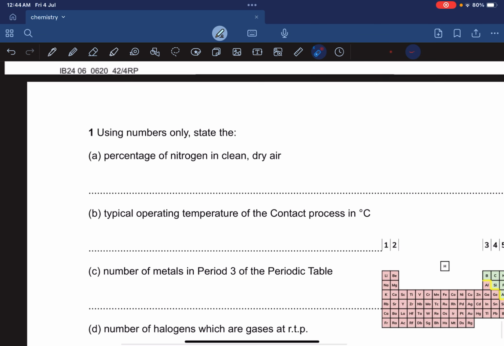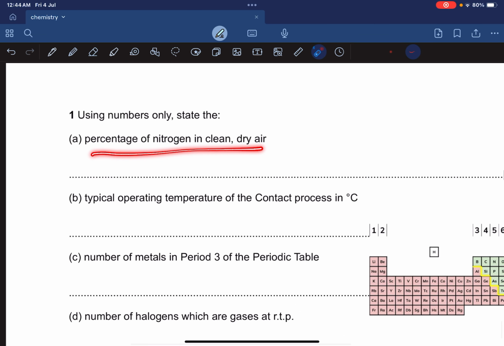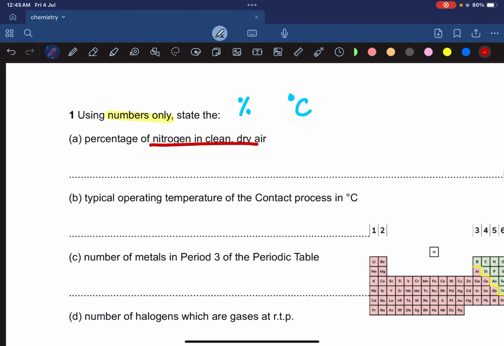It says, using numbers only, state the percentage of nitrogen in clean dry air. The first thing I'd like to tell you guys is that when they say you have to use numbers only, this means you don't have to use a percentage sign or a degree Celsius sign or any kind of signs. You just have to work by using numbers. Percentage of nitrogen in clean dry air, I guess that's an undisputable answer. That's going to be 78%. If they were asking about oxygen, it was 21%, and if they were asking about carbon dioxide, it's 0.04%. So the answer is obviously going to be 78%.